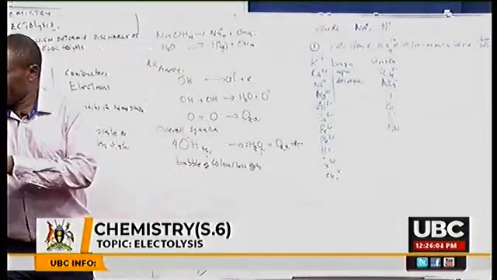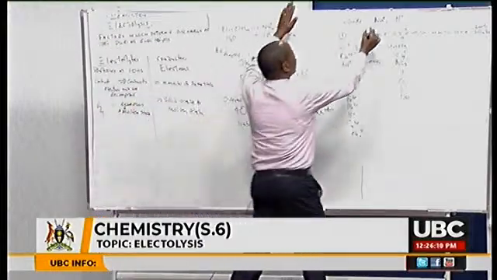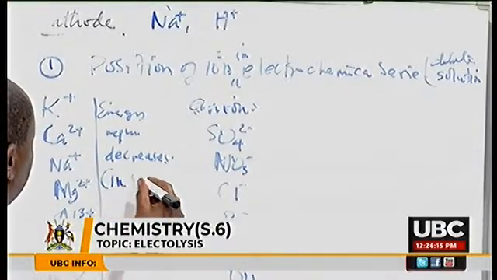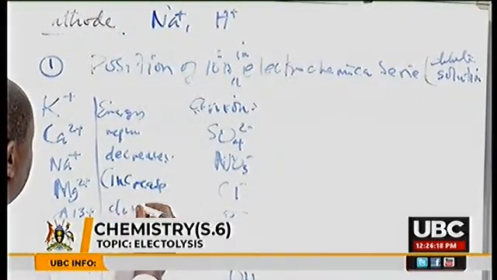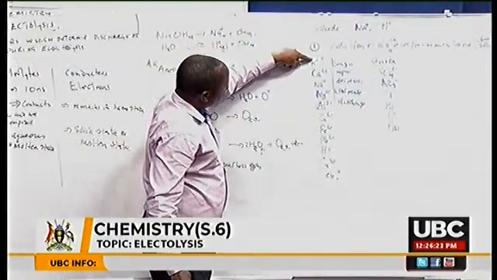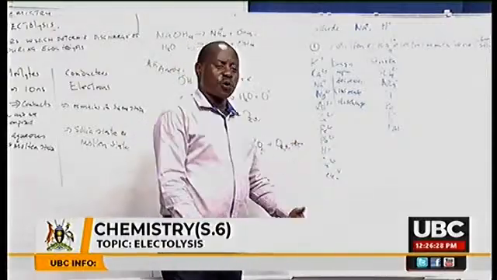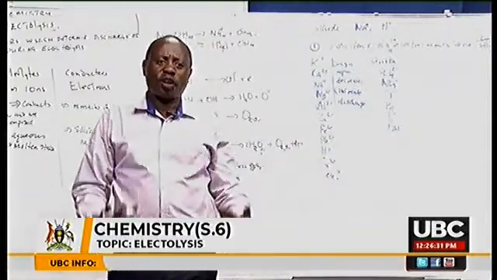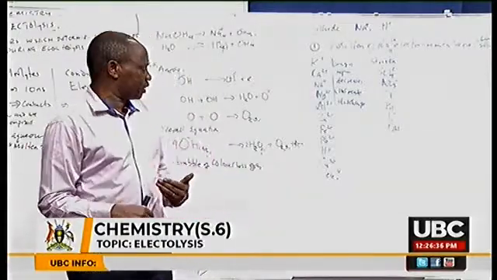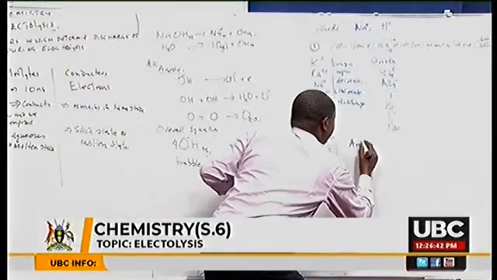Now, my question is, now that I have given you that overview, which of the two ions, sodium and hydrogen, will be discharged? That means if you have potassium and iron 2, which of the two will be discharged? Iron 2 will be discharged in preference to potassium because it is lower in the electrochemical series, therefore it requires less energy to be discharged.